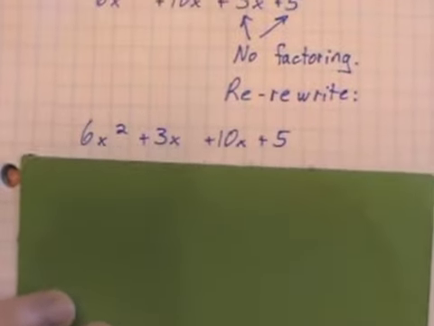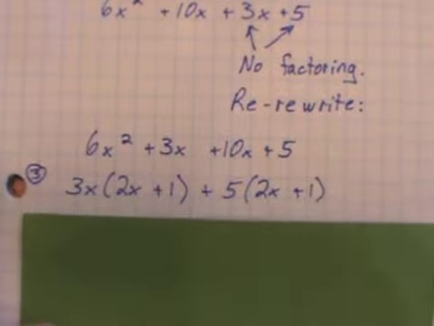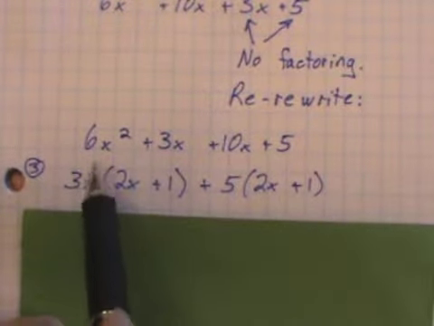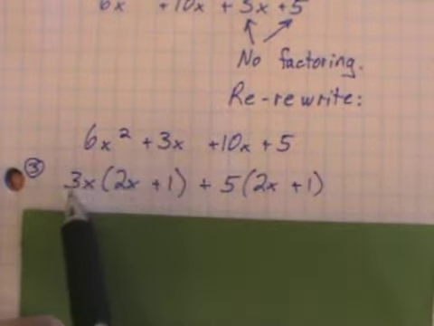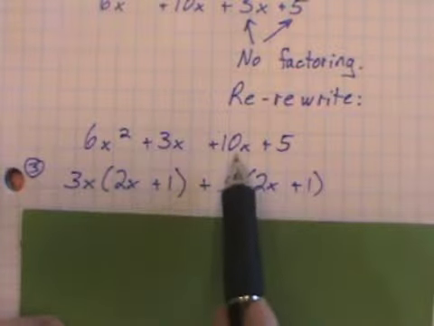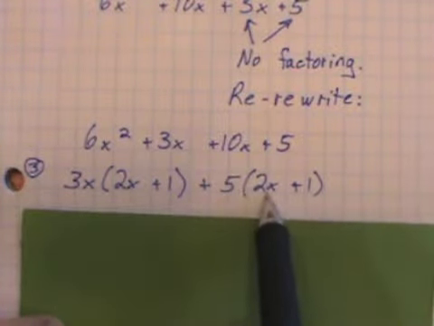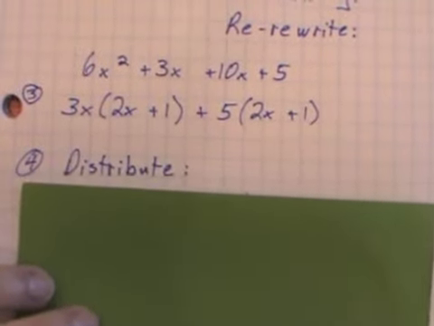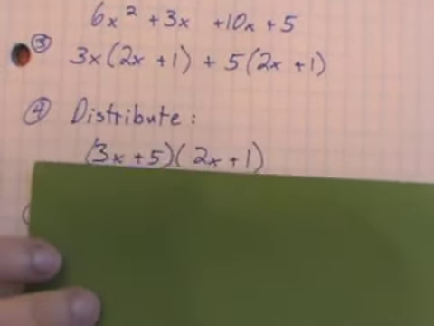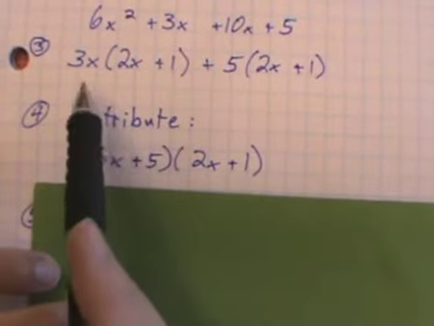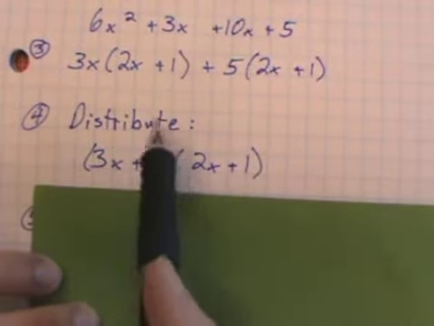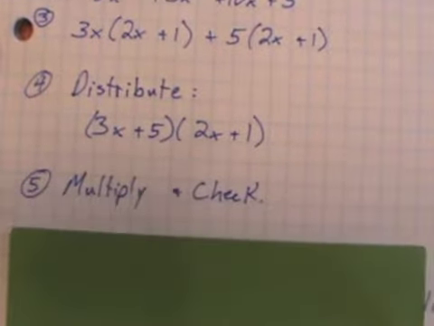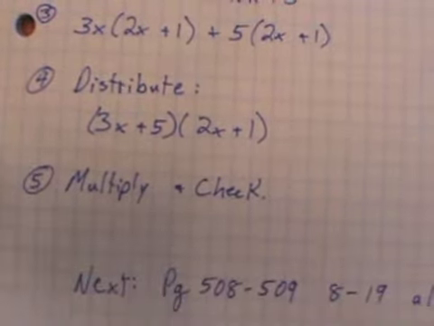Now we can move on to step 3, which is factoring. Okay. Can take a 3x out of that pair, 2x plus 1, can take a 5 out of this pair, and look, that also leaves us with a 2x plus 1. Next step, distribute. 3x plus 5 times 2x plus 1. Last step, quickly check your answers.